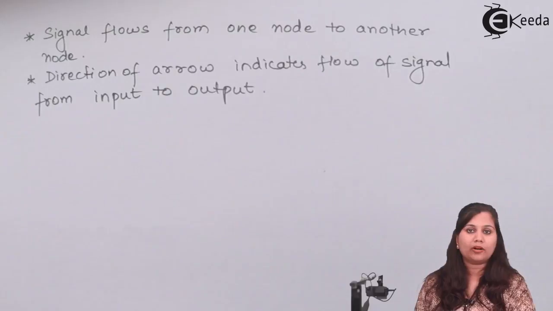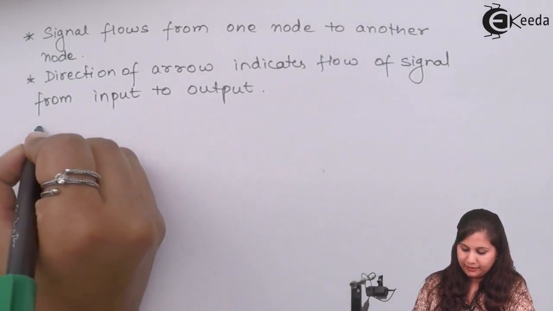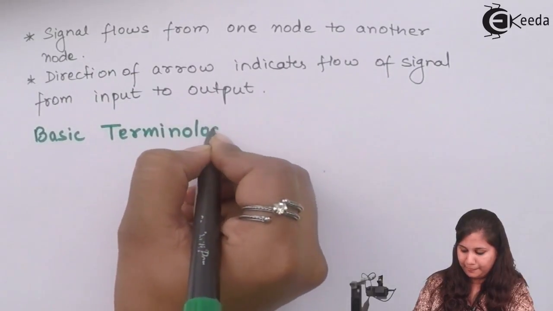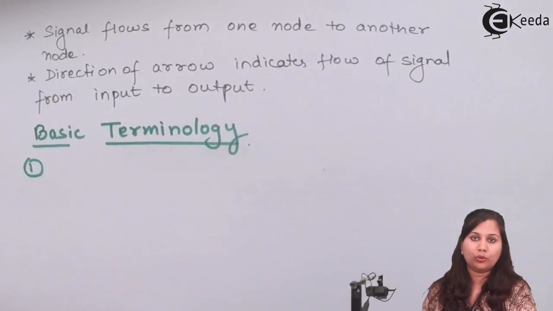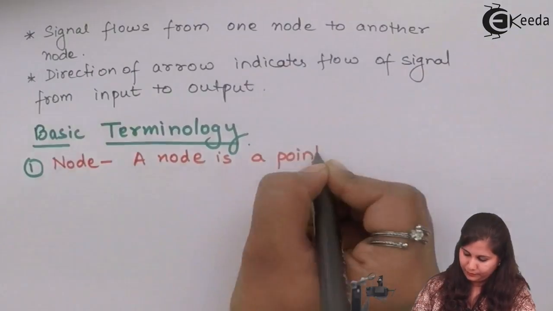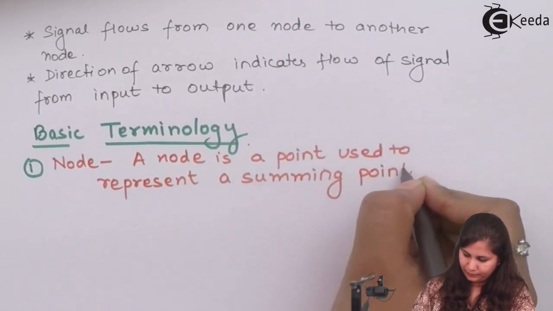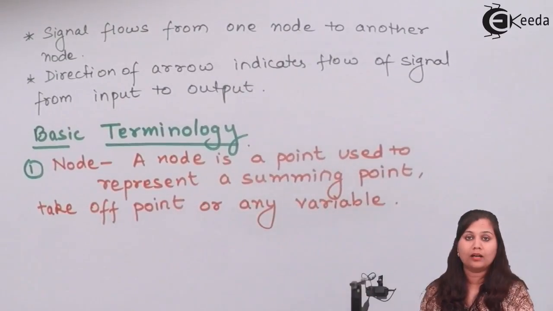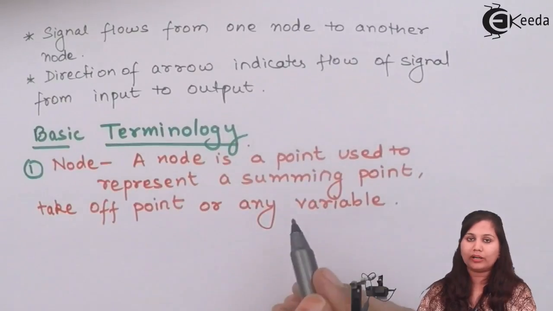Now let us study some of the terms which are commonly used in the signal flow graph technique. Let's see the basic terminology of the signal flow graph. The first term is the node. So what is a node? A node in the signal flow graph is a point which is used to represent either a summing point, a takeoff point, or any variable.